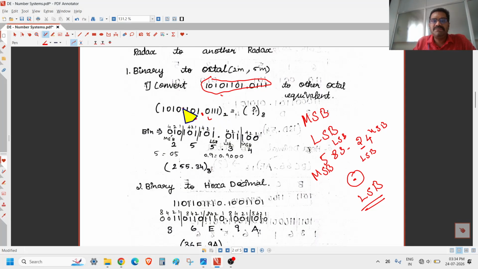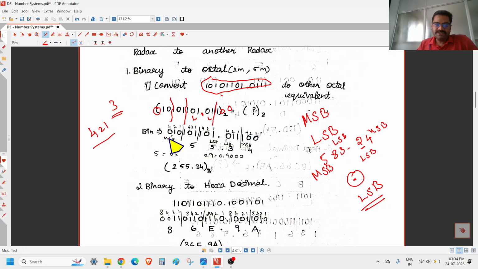So from the LSB, we have to split the number into 3. See here, like this and like this, and one more digit is required, so you have to mention 0. Likewise on this side also, 2 digits are required, so we mention them likewise. After splitting the number, if it is a 3-bit number, then with the help of the 4 2 1 concept, we have to write the actual number.